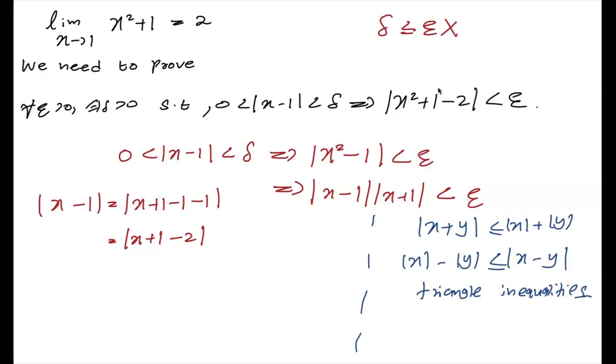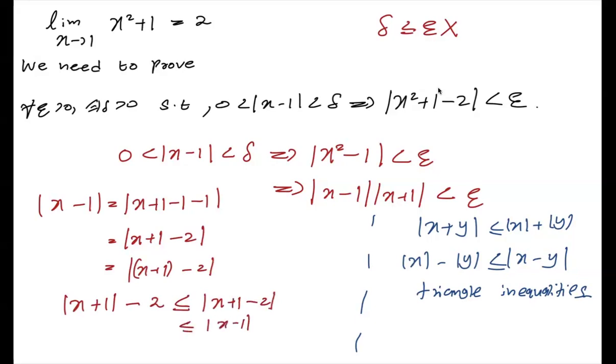So whenever you're using these inequality equations, you can use these two to get your desired results. Then what I'm going to do is write this one as x plus 1 as a single term and minus 2. And then I can write: the absolute value of x plus 1, minus the absolute value of 2, is less than or equal to the absolute value of x plus 1 minus 2. This is greater than or equal to the absolute value of x minus 1.